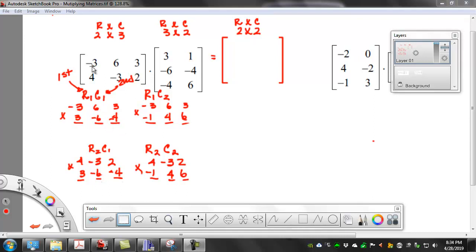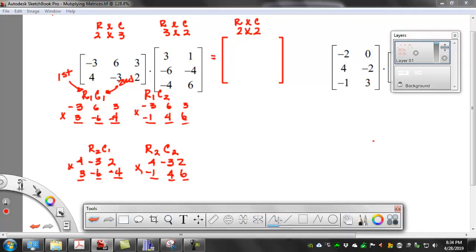So this is how it works. We take the row of the first one, which is negative 3, 6, and 3. This is the first, second, third number. We times it by the first column in the second matrix because row 1 goes with column 1. There's the first, second, third element. First, second, third element. And then we times these numbers together. You don't add these columns, you times them together. This is not a negative 363. It is negative 3, 6, and 3.